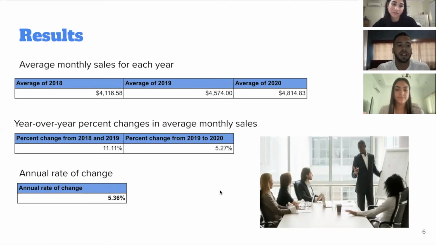So with the formula of rate of change, monthly sales for each year were the following that were presented here. The average of 2018 was 4,116.58. The average of 2019 was 4,574. And the average of 2020 was 4,814.83. The year-over-year percent changes in average monthly sales were: the percent change from 2018 to 2019 was 11.11%, and the percent change from 2019 to 2020 was 5.27%, and the annual rate of change was 5.36%.